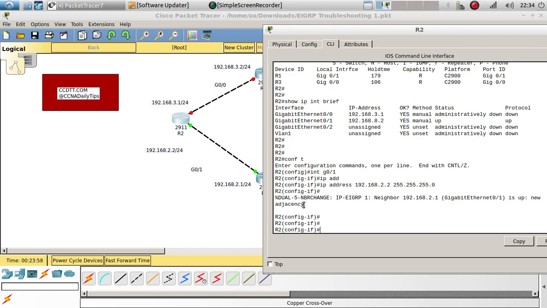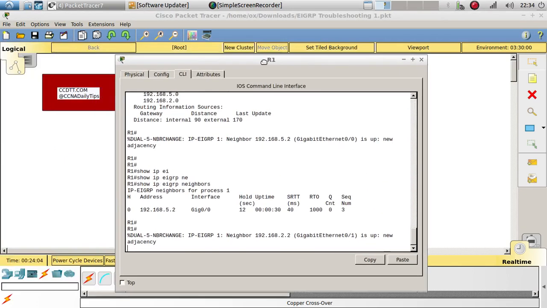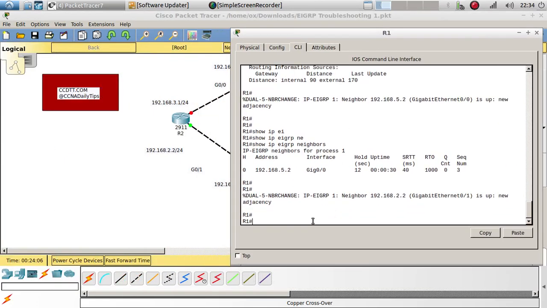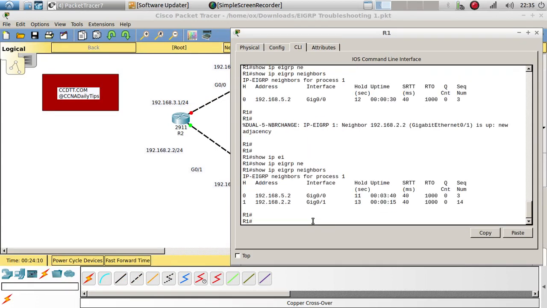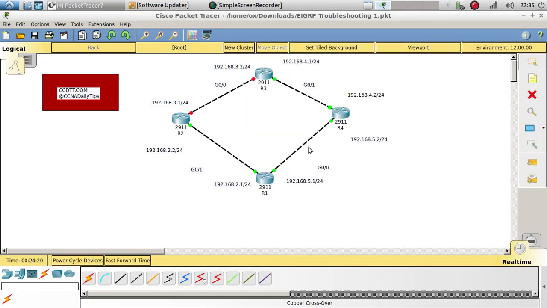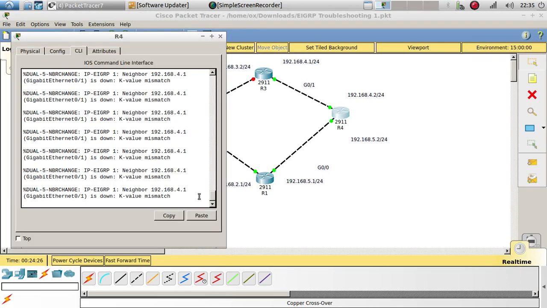Okay, now we can see here that we have formed a neighbor relationship. So let's go ahead to router 1, show IP EIGRP neighbors. Okay, so now on router 1 we have formed a relationship with router 4 and also with router 1. So these connections are working over here. Let's go to router 4. Router 4 is getting a K mismatch as well.